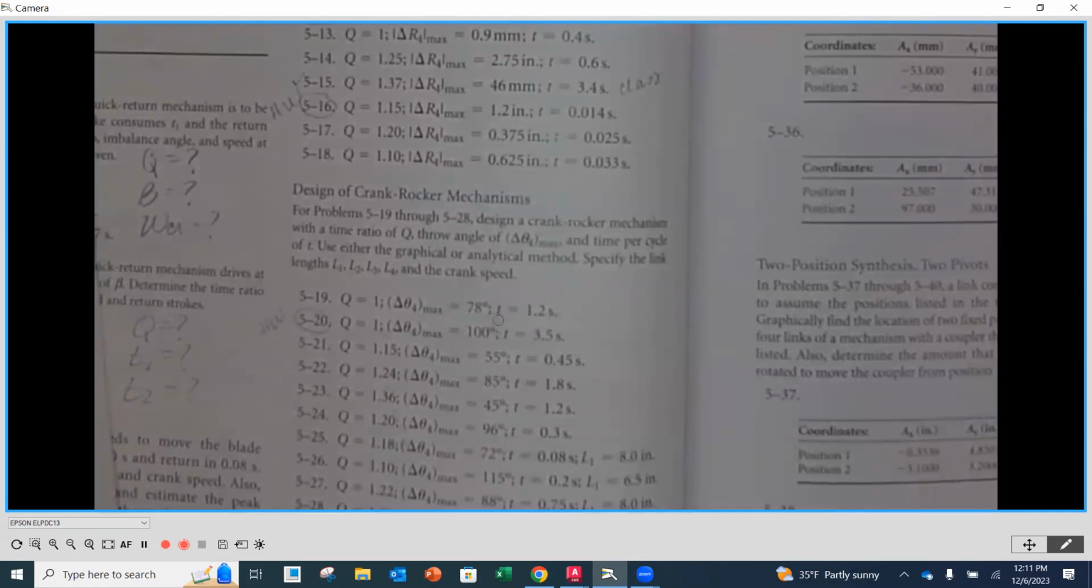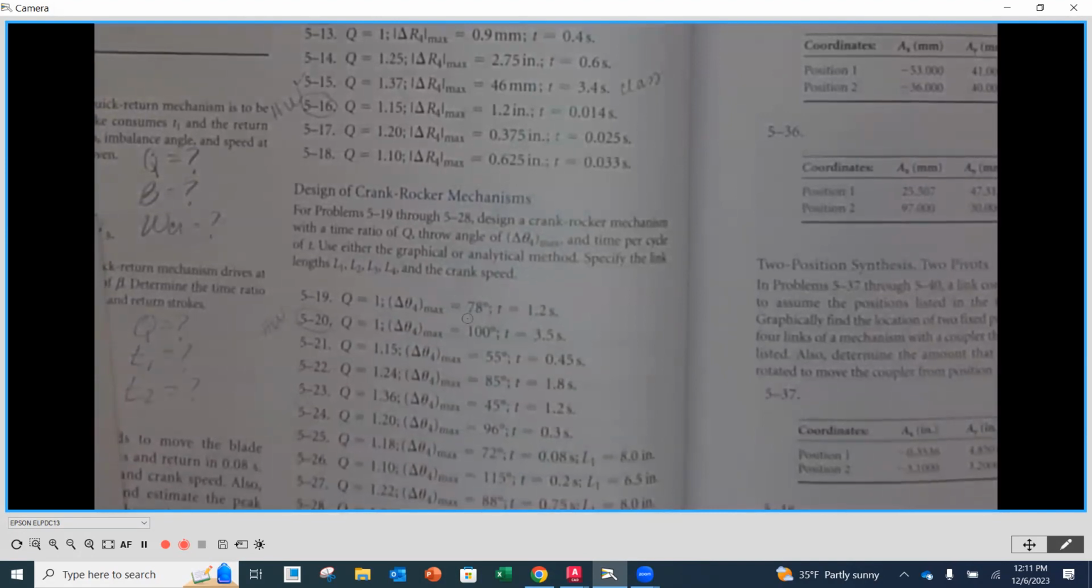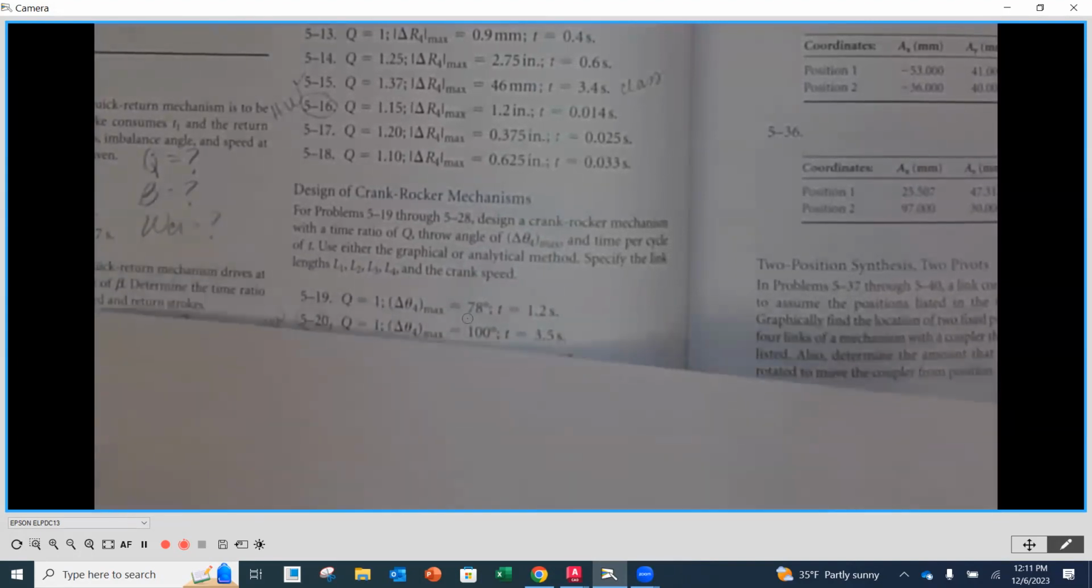You'll notice T here that's given to us. This is the total time of one revolution of our crank. Okay. So the total motion here back and forth to do 78 degrees of total throw angle is going to be 1.2 seconds. Okay. So these are going to be our givens.